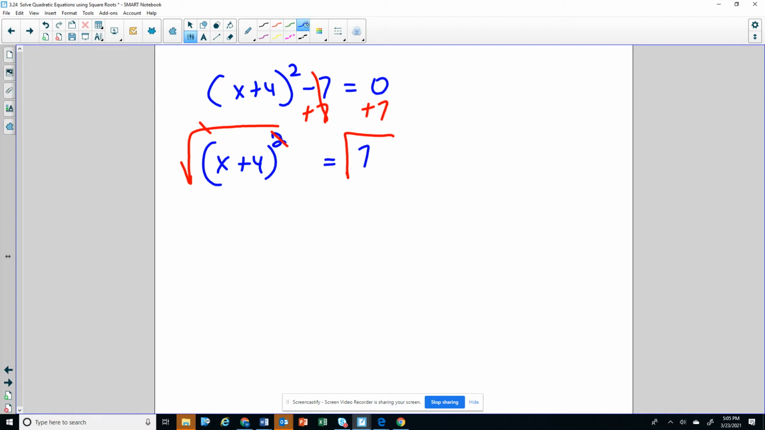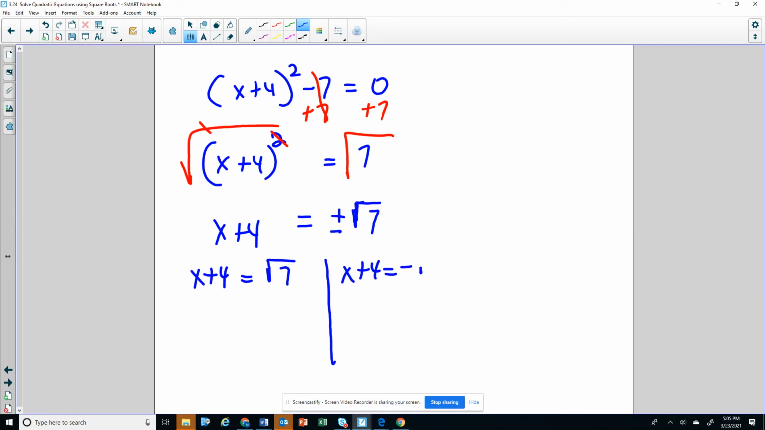So I'm left with x plus 4 on the left side, and that is equal to the square root of 7. Now remember, the square root of a positive number is going to give you two answers. It's going to give you a positive square root of 7 and also a negative square root of 7. Okay, just make sure you remember that. So I'm going to have two answers: x plus 4 is equal to the square root of 7, and the other answer is x plus 4 is equal to the negative square root of 7.